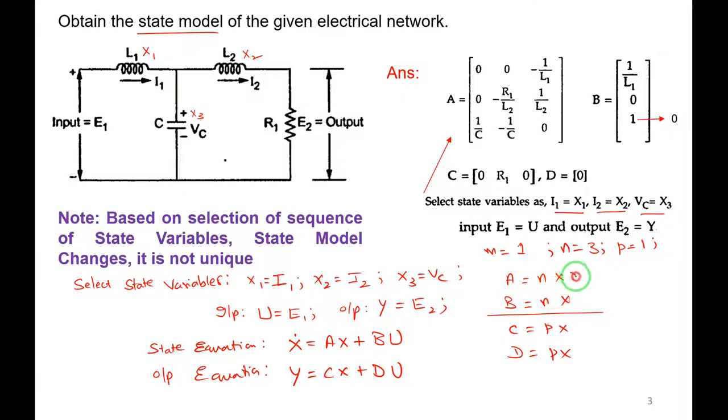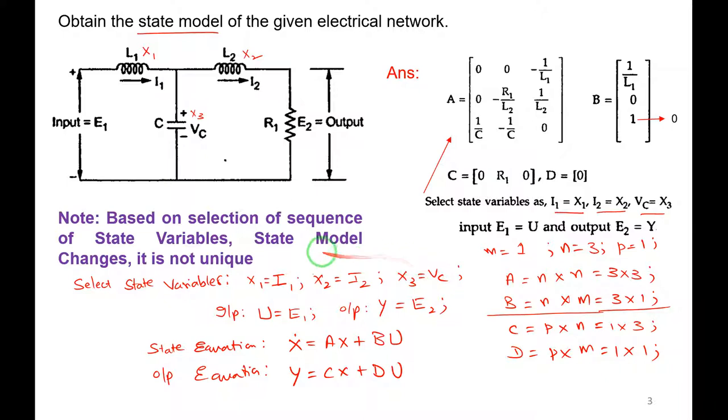So n m, how to write? I already told n m. If you write this much, you will never go wrong, right? So what is n cross n? 3 cross 3 matrix you will get. Then n is 3, m is 1, so 3 cross 1. So matrix C is of the order 1 cross 3. Then P cross m is 1. So this is the order of these matrices, right?